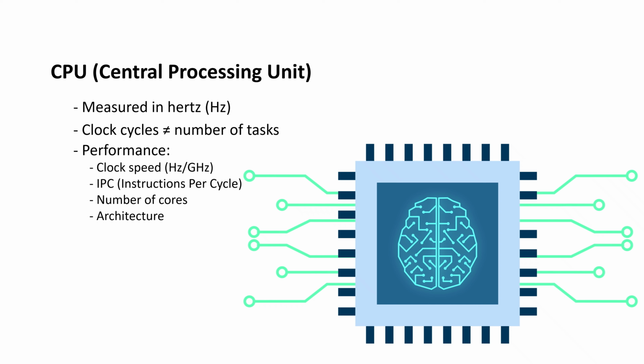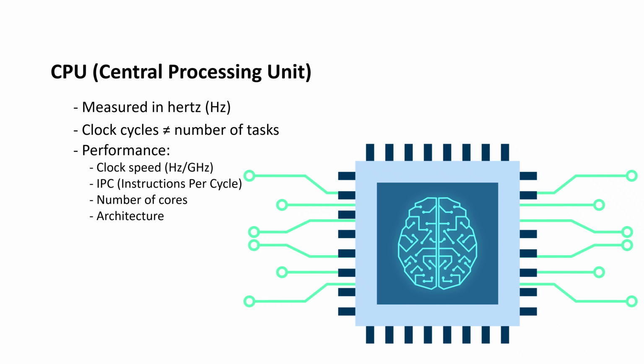However, gigahertz does not mean the number of tasks a CPU can handle. It simply represents how fast the CPU can go back and forth. Some tasks require more clock cycles than others, and some require less. CPU performance depends on several factors, not just clock speed. These include clock speed, gigahertz, IPC, which stands for instructions per cycle, number of cores, and architecture. So having a high-end CPU with high hertz alone doesn't automatically guarantee great performance. All of these factors work together.